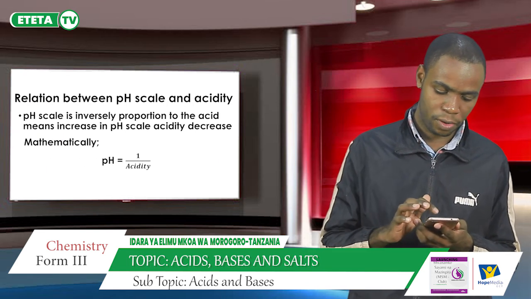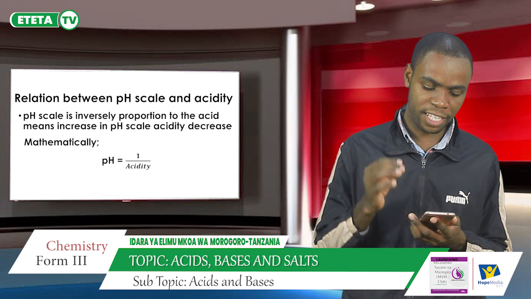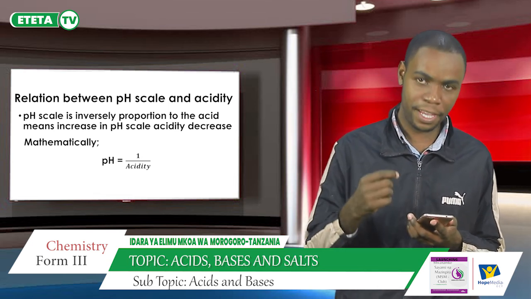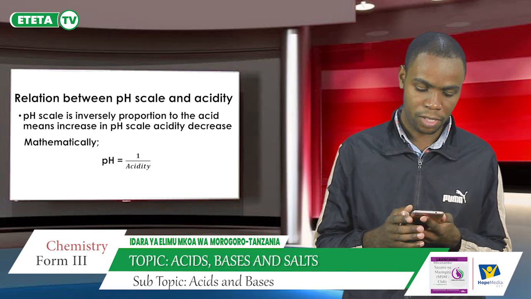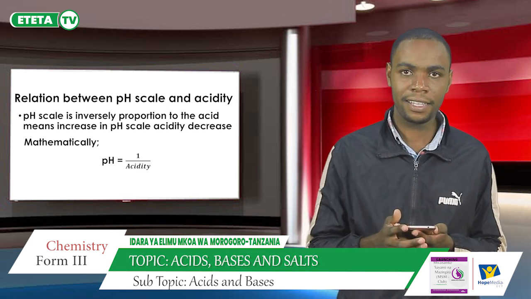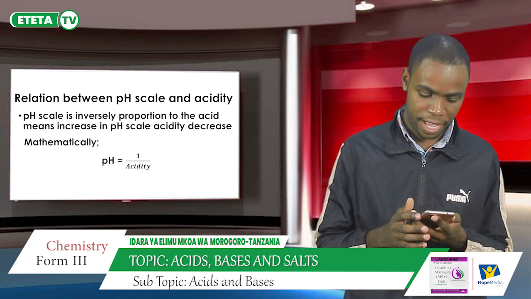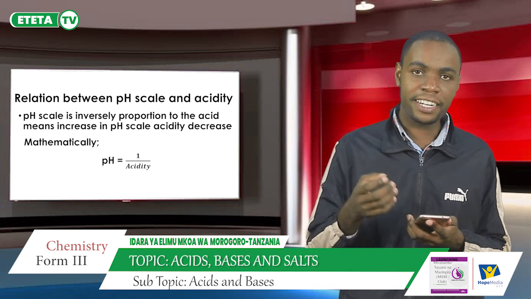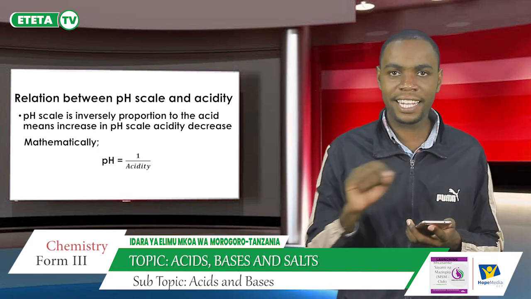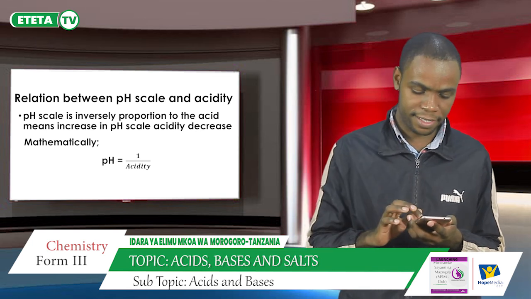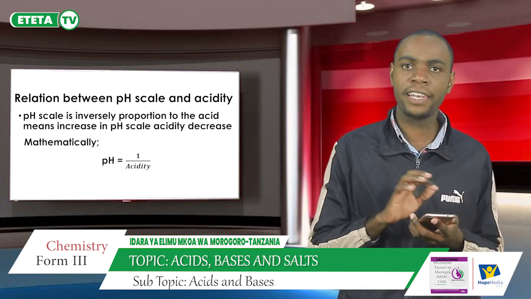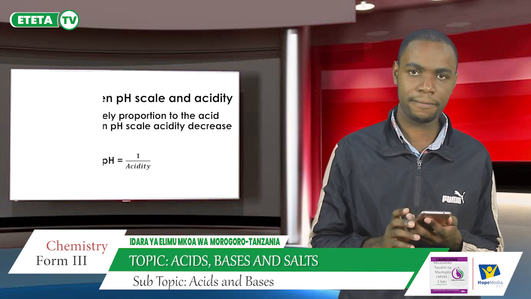Now, let's look at the relationship between pH scale and acidity. The pH scale is inversely proportional to acidity. I mean that as the pH scale increases, the acidity decreases. Mathematically, you can say pH is equal to 1 divided by acidity.